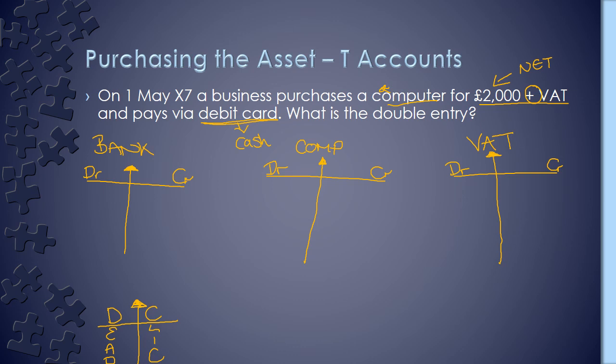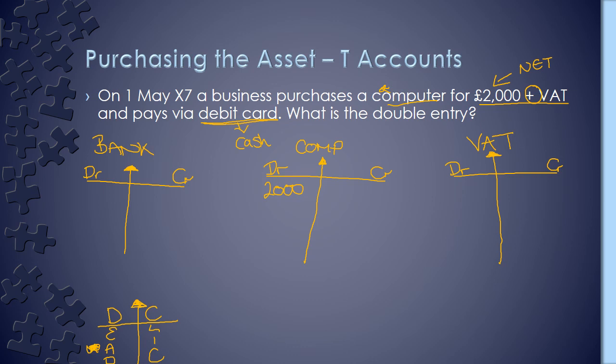So our computer account is an asset account. Here are our asset accounts over here. When we're going to increase an asset account, because we've bought a new computer, we need to debit it. And we're going to debit it with the net amount of the computer. So our £2,000 goes in here.